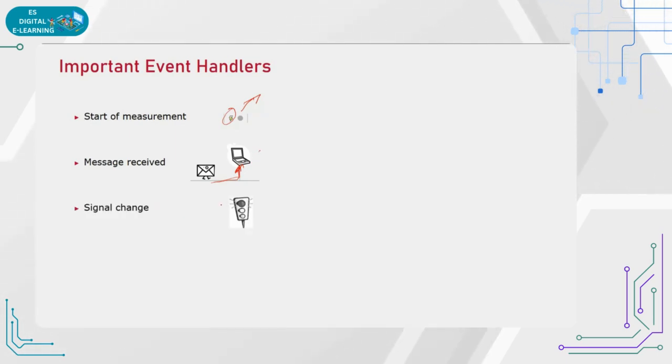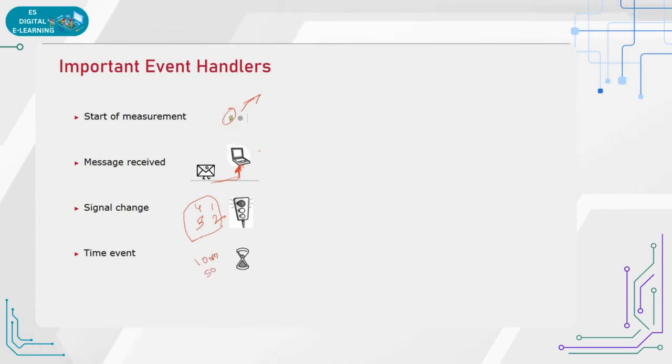And signal changes: whether the signal value is 3 or 4 or 1, 2, those values whenever you receive them will be verified. Moreover, the event time means what time it is taking, whether it is 100 milliseconds or 50 milliseconds. That comes under the time events. And key press: whenever you press a key, that will be part of the keyboard.